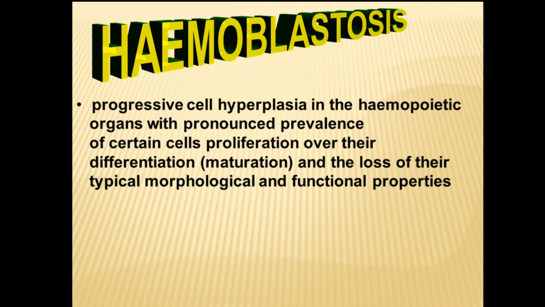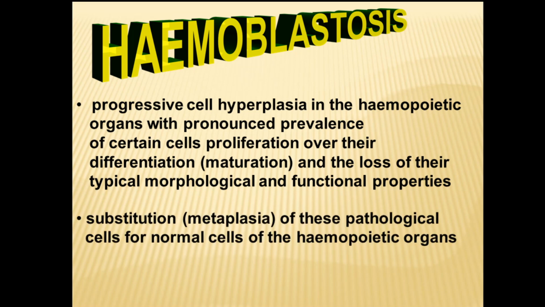The next question of our today's lecture: hemoblastosis, which is characterized by progressive cell hyperplasia in the hematopoietic organs, with pronounced prevalence of proliferation of certain cells over their differentiation or maturation. In other words, blood is overfilled with blood cells, but they are not completely matured. In other words, they do not have normal functional activity.